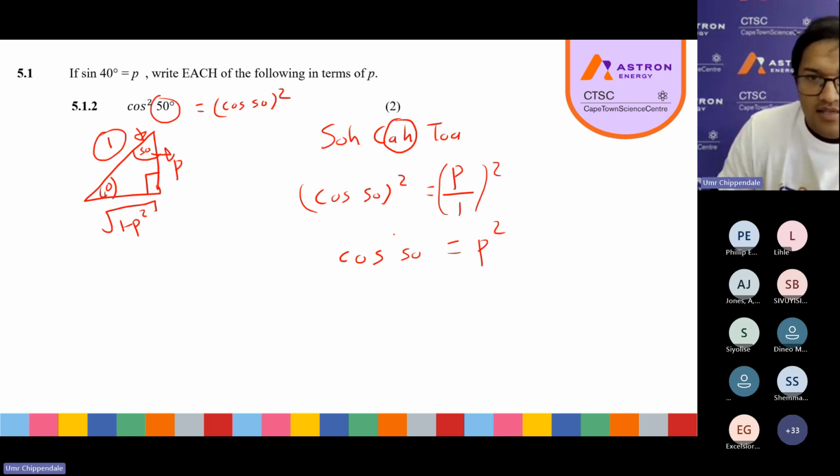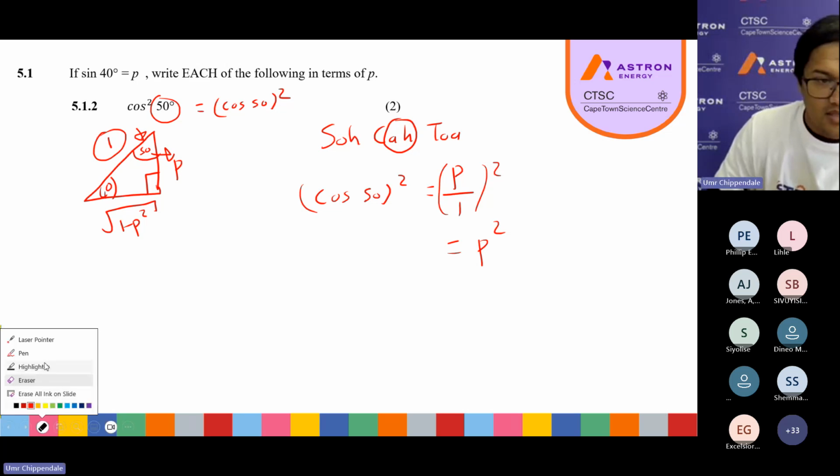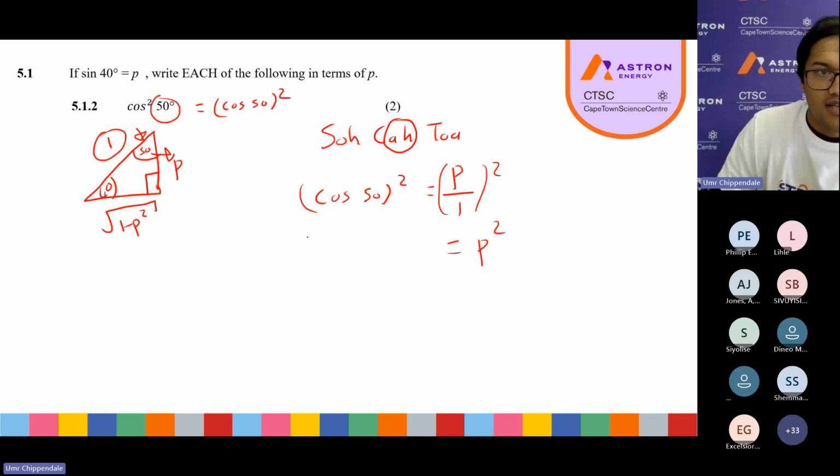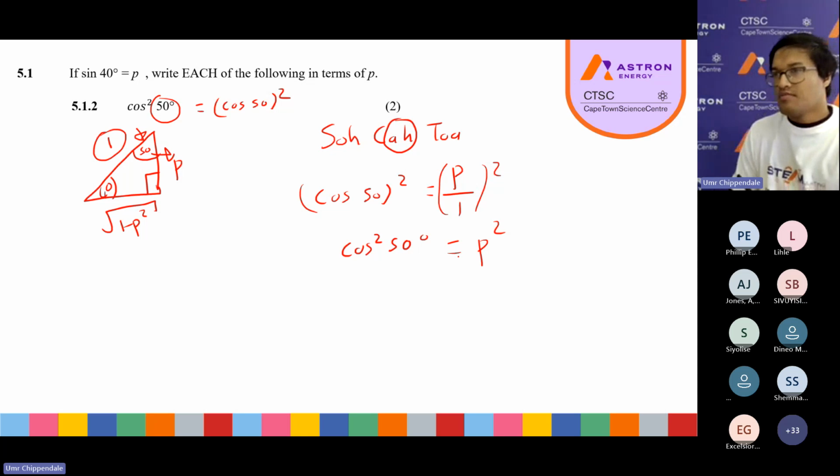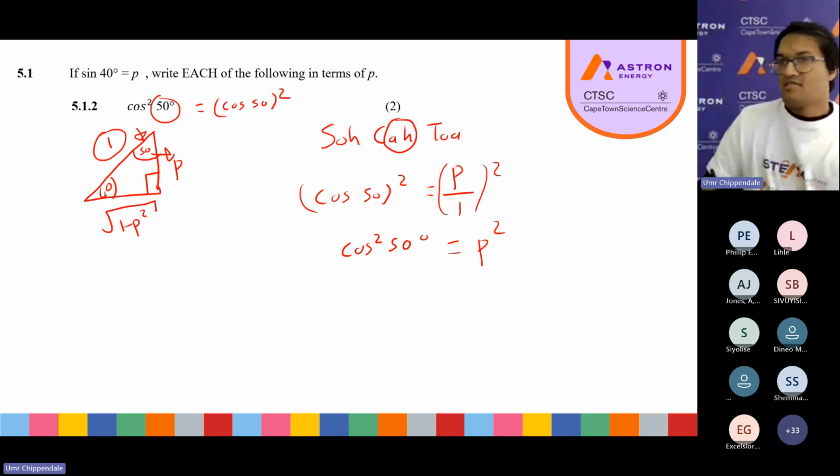Right, so that's how we write it in terms of P, or at least we write it like how they had it at the beginning. So here it is. The reason why we're squaring it is because we have the square over there. So always write it like they say, in terms of what they're given. So cos squared 50 degrees is equal to P squared. There we go. Perfect. I see that you guys wrote it down already.